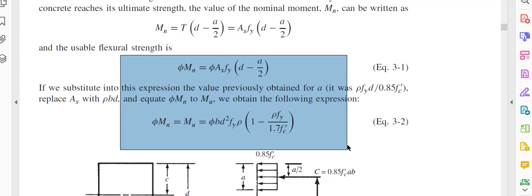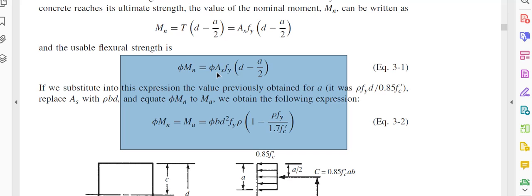In this video I will discuss something about the flexural strength equation. In the previous video you saw this equation and how we derive it, but there is some more discussion needed for this equation. Before that, I should define another parameter, that is rho.